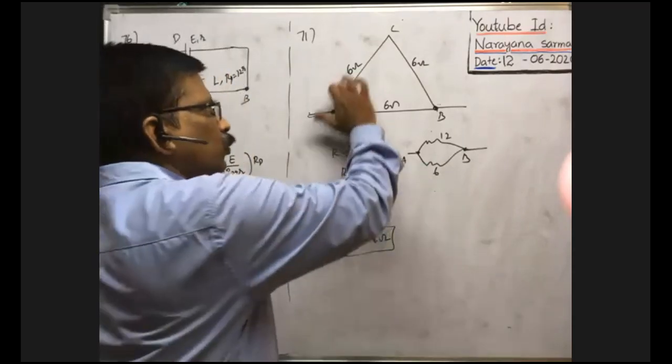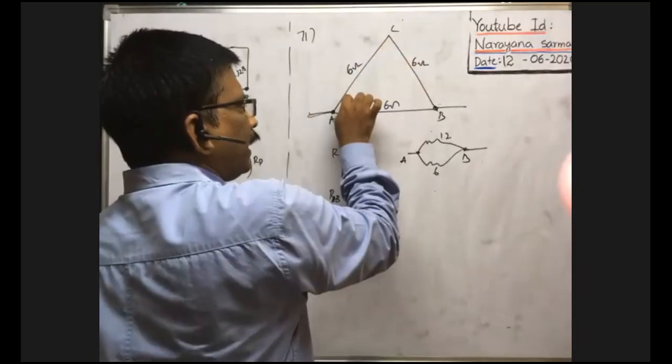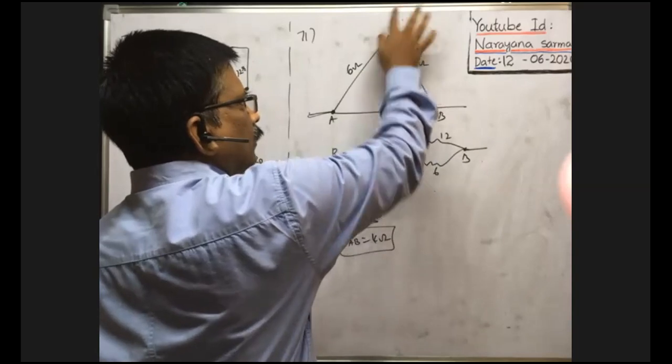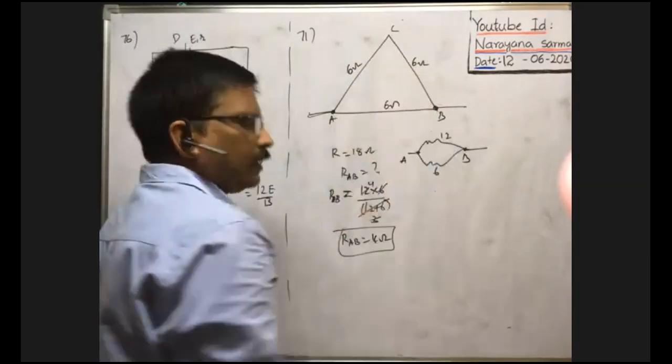These two are in series because when you supply I current, this I current will pass through this resistance also, because there is no junction here. That's why these two are said to be in series.